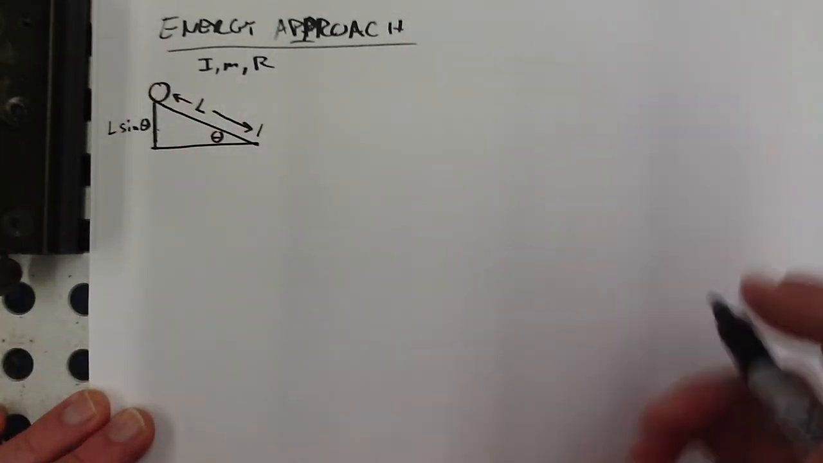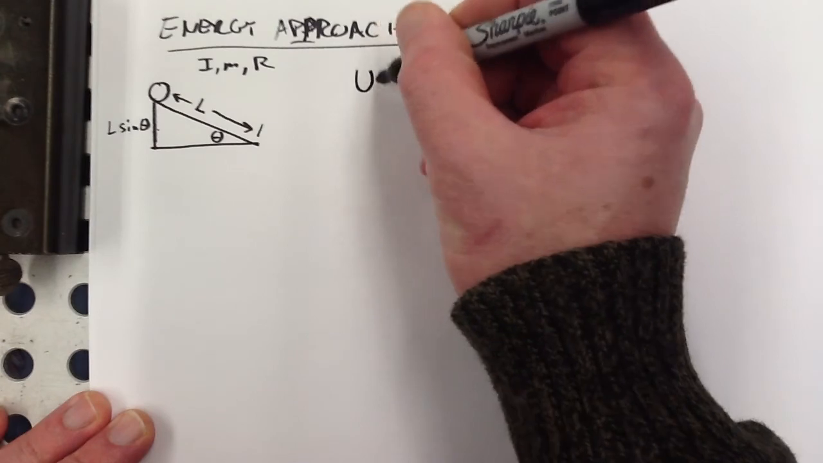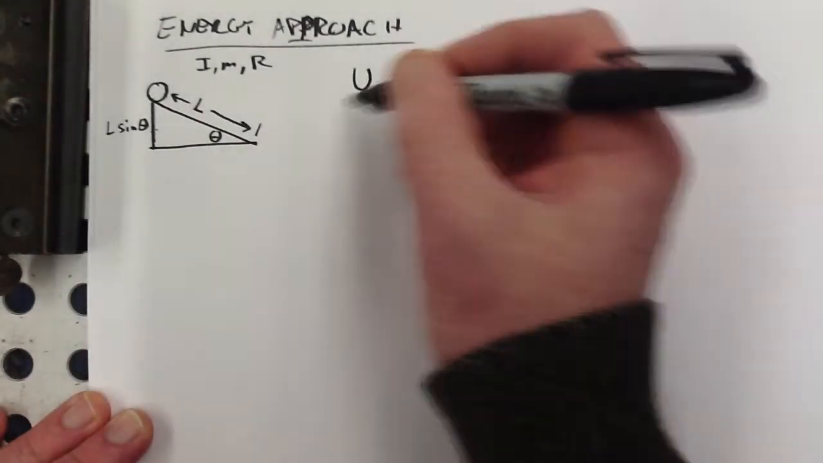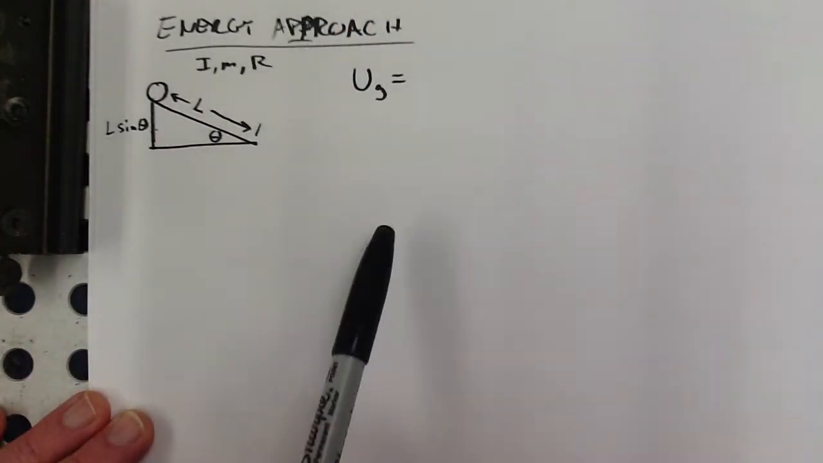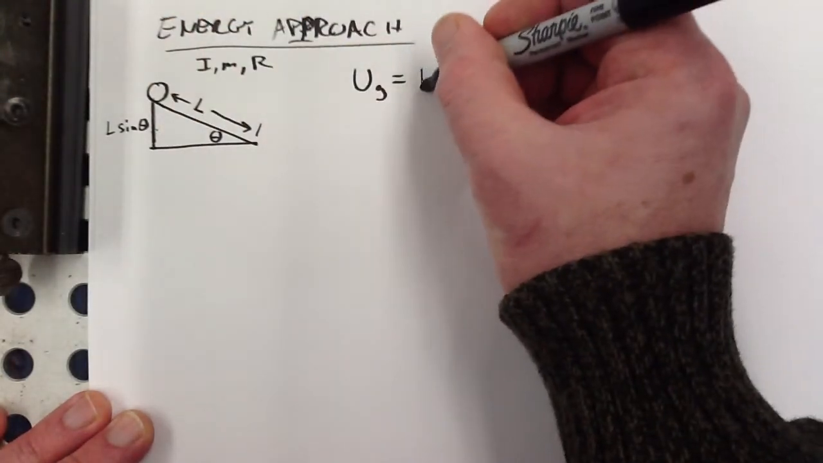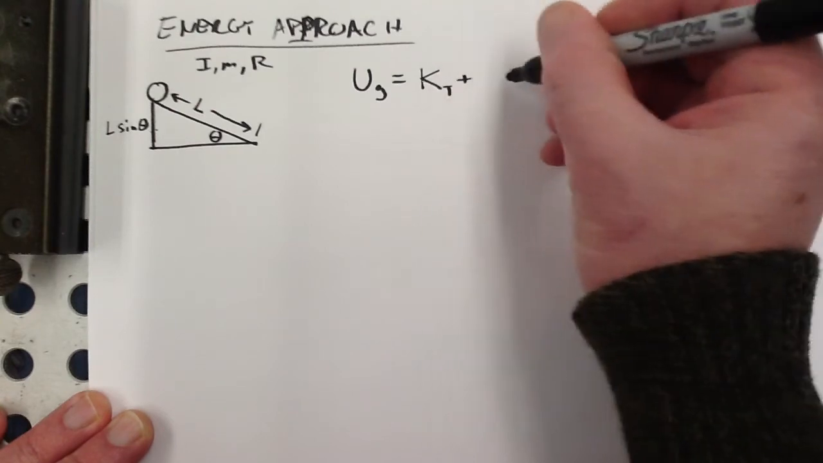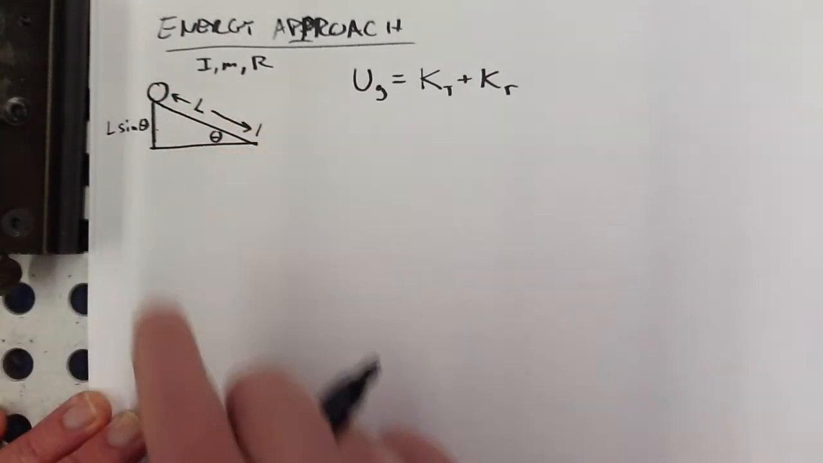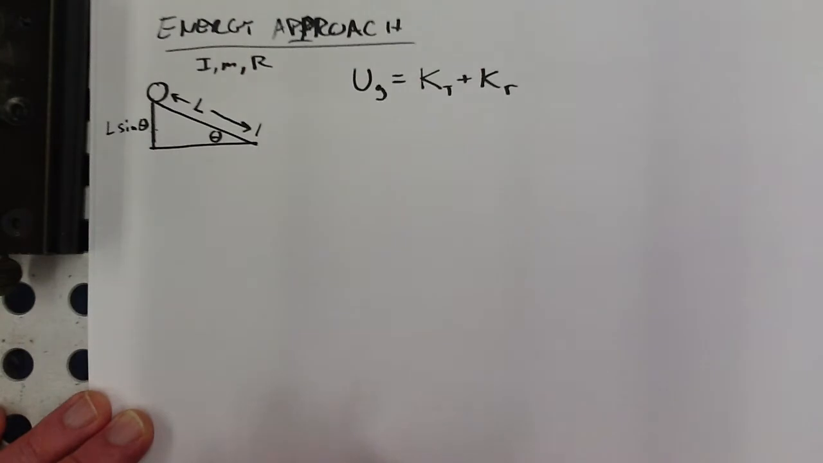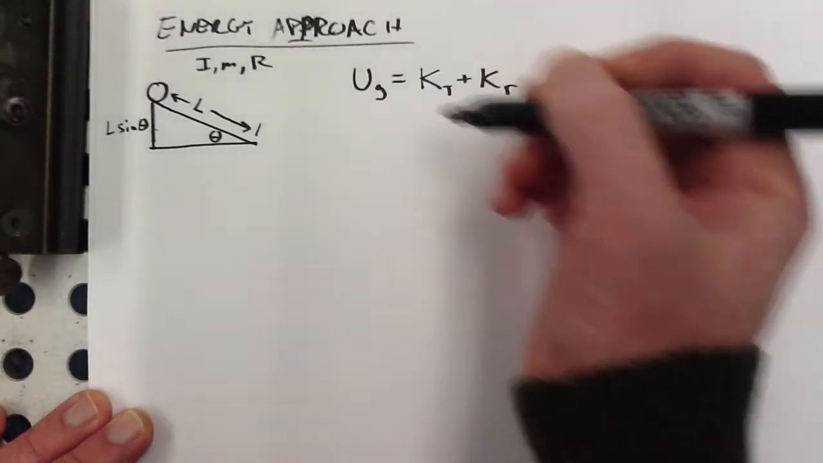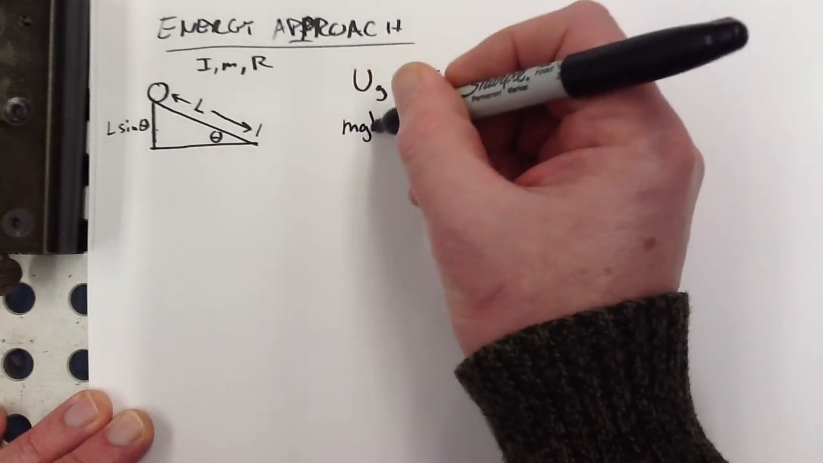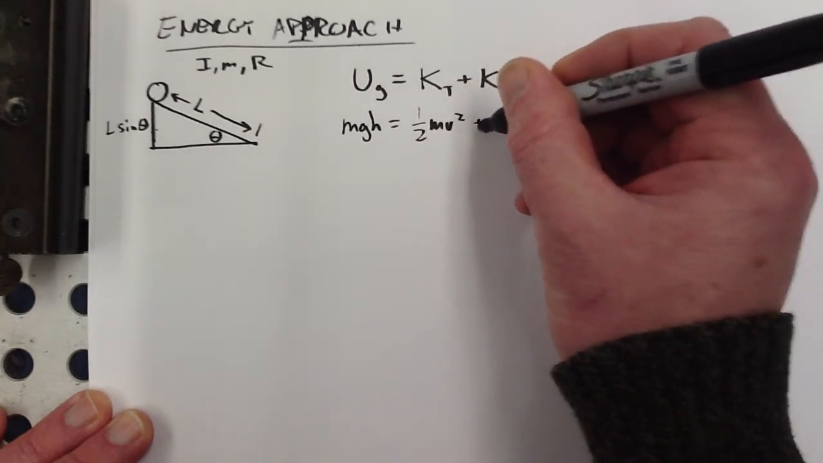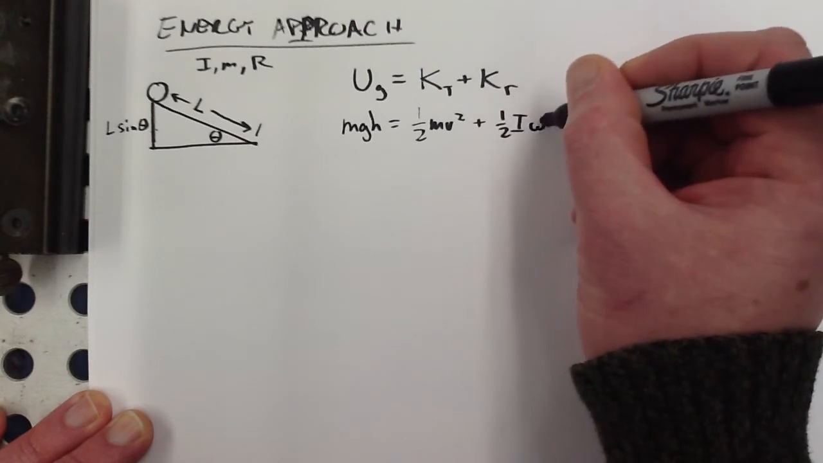At the top of the ramp, we have gravitational potential energy. This is the conservation of energy equation that I'm writing here. And when it gets to the bottom of the ramp, it's going to have kinetic energy, both translational kinetic energy and rotational kinetic energy, because it's going to be moving down the ramp, but it's also going to be rotating as it does that. So it has both of these. Okay, so mgh is equal to, translational is 1/2 mv squared, rotational is 1/2 I omega squared.